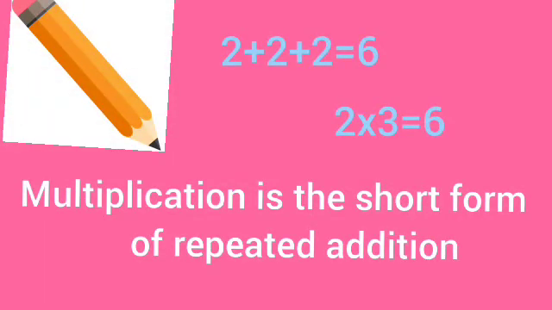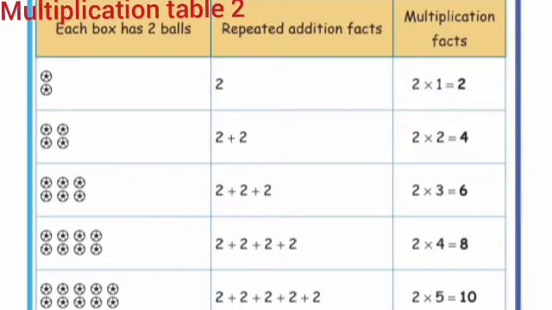Multiplication is the short form of repeated addition. Now we can learn multiplication table 2. Look at here. In each box has 2 balls. So first box has 2 balls. Now we can write this in repeated addition fact. So how many balls are there? 2 balls. Now we can write this in multiplication fact.